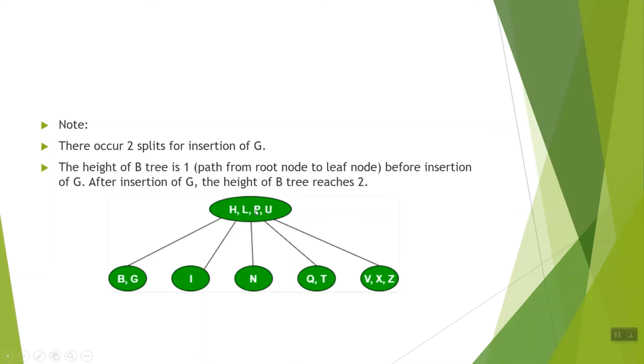So this is not the final answer. This node will not contain the 4 keys. The final answer will be, there will be a new root node, so the tree height will be increased by 1.